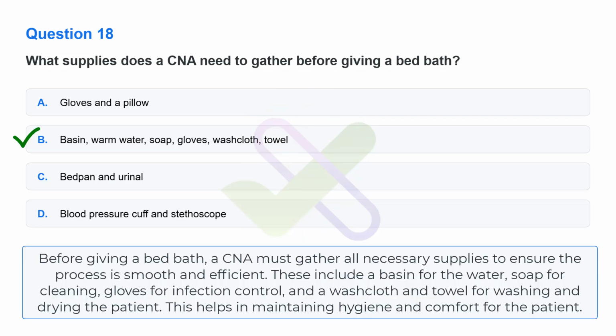The correct answer is B. Basin, warm water, soap, gloves, washcloth, towel. Before giving a bed bath, a CNA must gather all necessary supplies to ensure the process is smooth and efficient. These include a basin for the water, soap for cleaning, gloves for infection control, and a washcloth and towel for washing and drying the patient. This helps in maintaining hygiene and comfort for the patient.